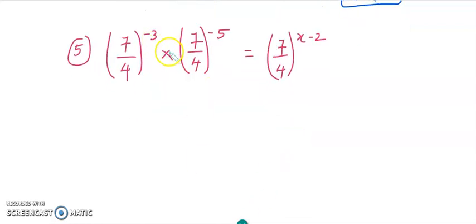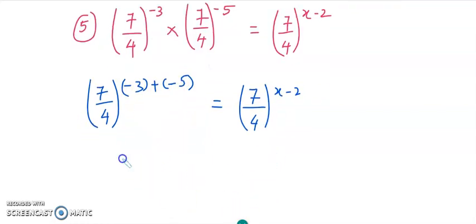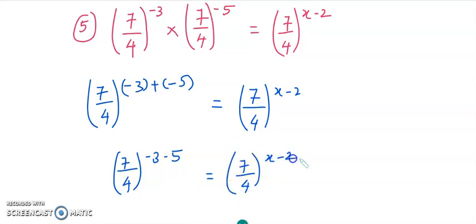Again, multiplication sign, so power should be added. So let's write it: 7 over 4 to the power minus 3 plus of minus 5, equals to 7 over 4 to the power of x minus 2. So now this will open as minus 3 plus of minus. So that will be written as 7 over 4 to the power of minus 3 plus of minus, sorry, minus 5. Plus of minus is minus and 5. Then 7 over 4 to the power of x minus 2.